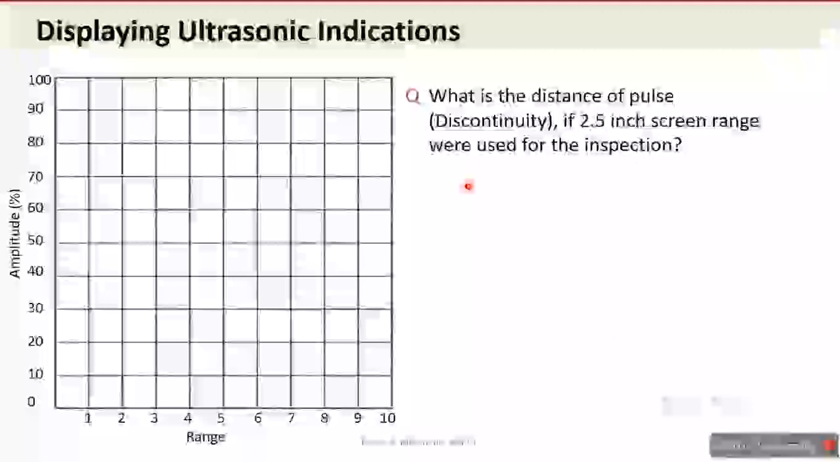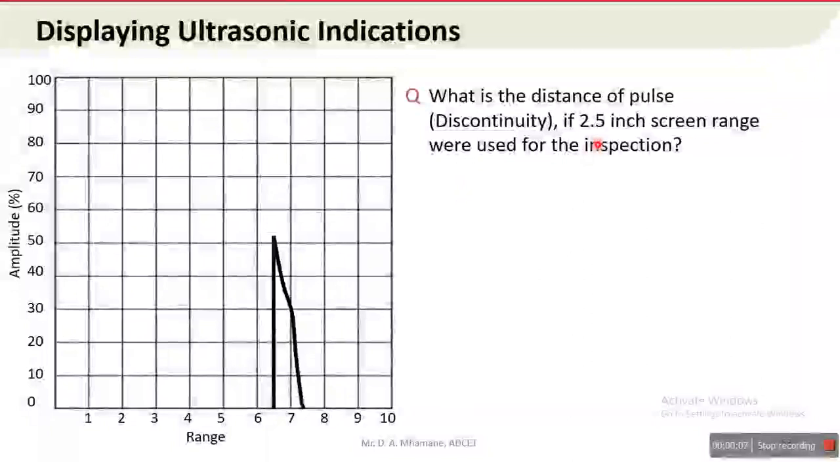Let us see this problem. In this problem, the range of screen is given, that is 2.5 inch, and this echo is given. Means along with this diagram, range of screen is given, and we need to find out the distance of this pulse from the upper surface of component. So understand this problem. What is the distance of pulse if 2.5 inch screen range were used for inspection?